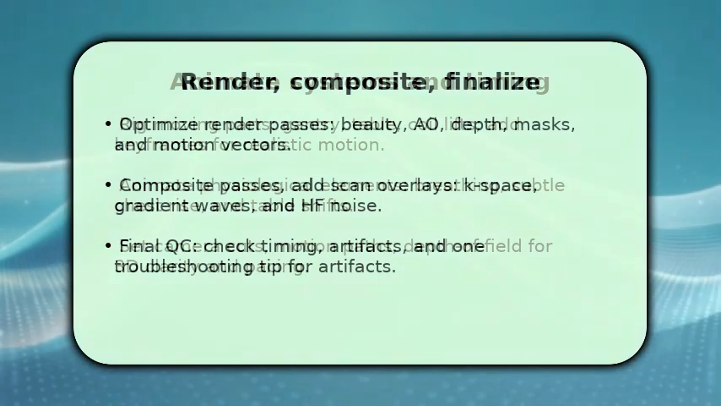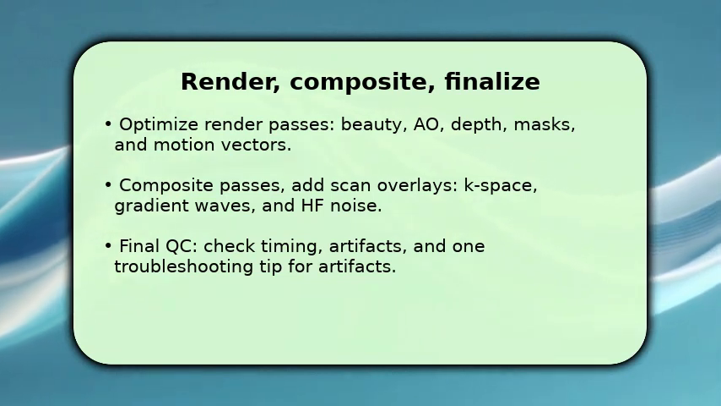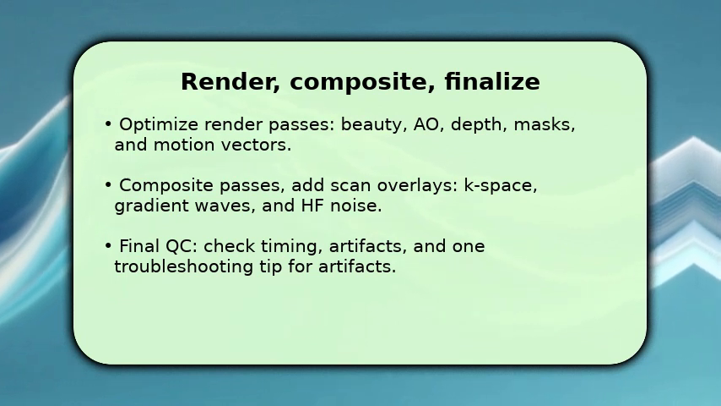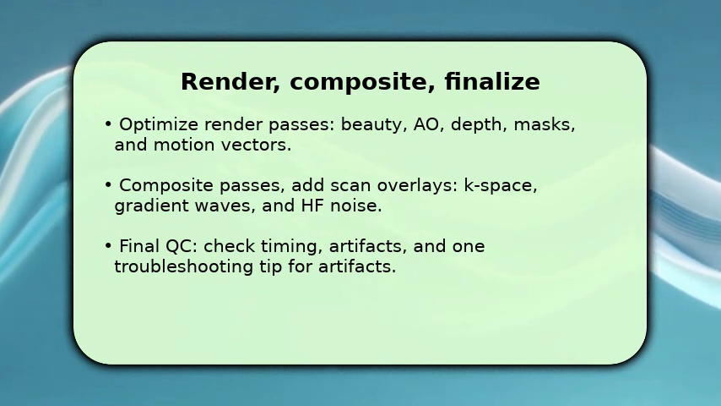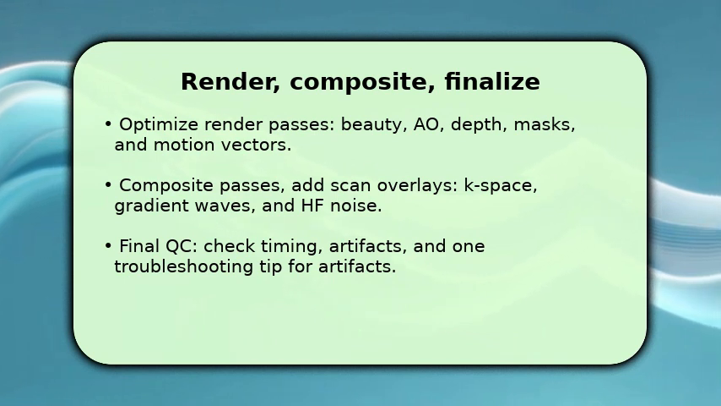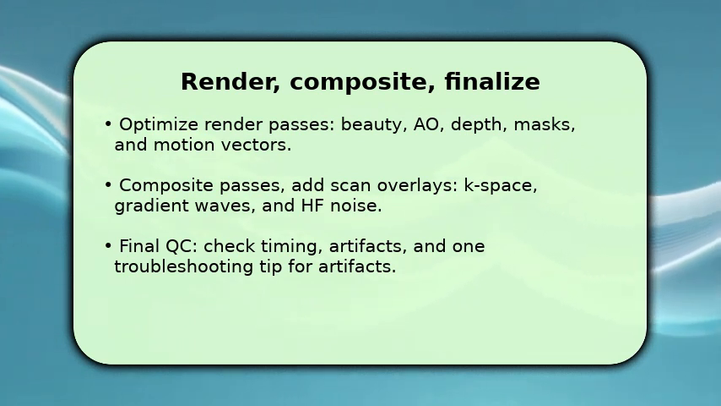Finish by batching render passes and compositing them for clarity and control. Export beauty, ambient occlusion, depth, masks, and motion vectors so you can refine edges and add scan overlays like K-space visuals and gradient waveforms. In composite, tweak color, add subtle noise and bloom to emulate scanner displays, and time overlays to match animation cues. Finally, render a low-res proof and do a quality check.